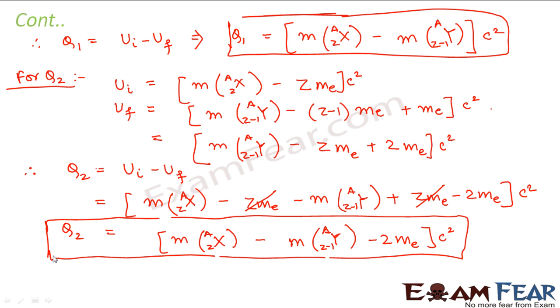Now looking at these values of Q2 and Q1, what can we say? From equation 1 and equation 2, what is this? The mass of the parent nucleus minus the mass of the daughter nucleus, this is nothing but Q1. So therefore we can say that Q2 is equal to Q1 minus 2 m_e into c squared. So this is the relation which we see between Q2 and Q1.